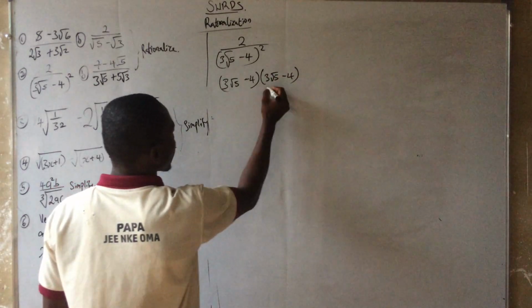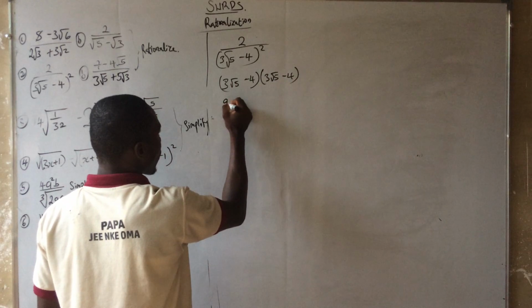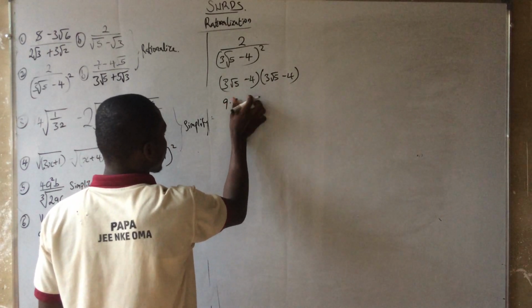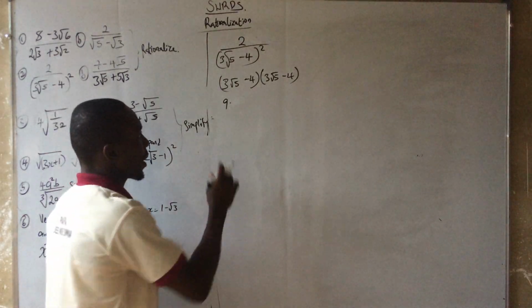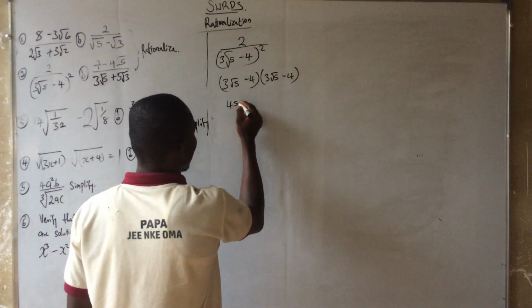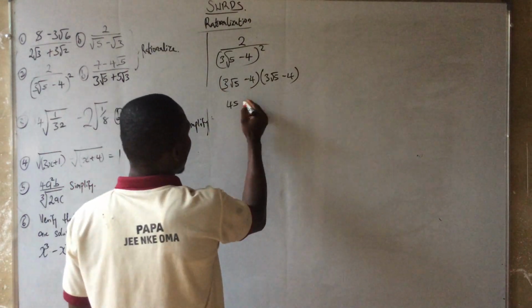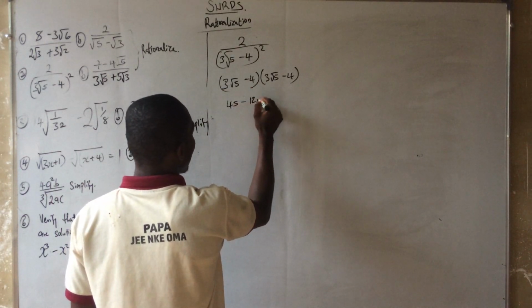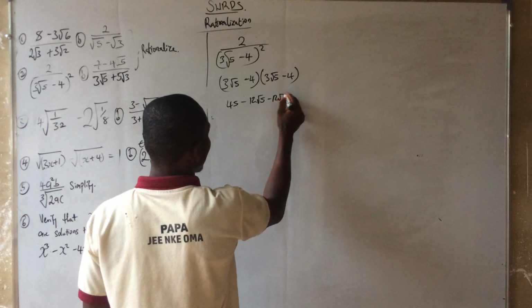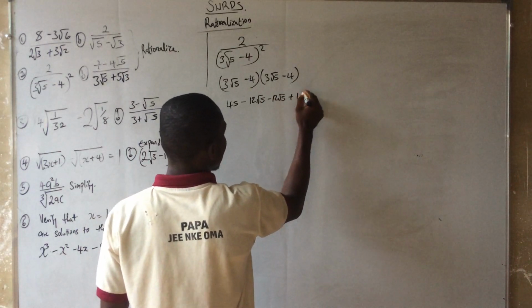So now I have 3 root 5 multiplied by 3 root 5: 3 times 3 is 9, and root 5 times root 5 is 5, multiplied by 9 to give us 45. So 45, and here we have minus 12 root 5, minus 12 root 5, plus 16.